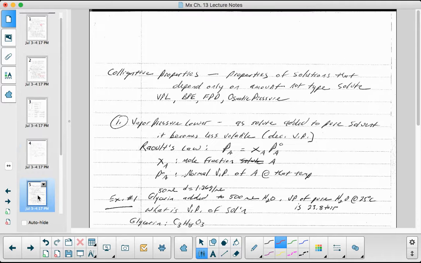The next section is on colligative properties, and I think I will stop here and come back to do the second half of the lecture.